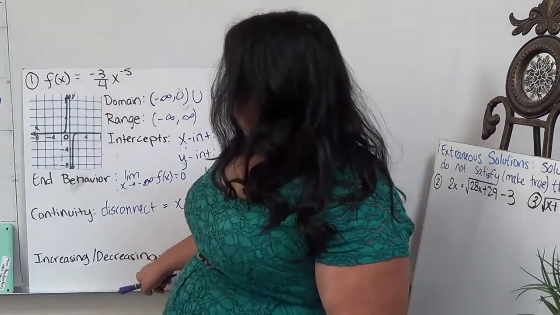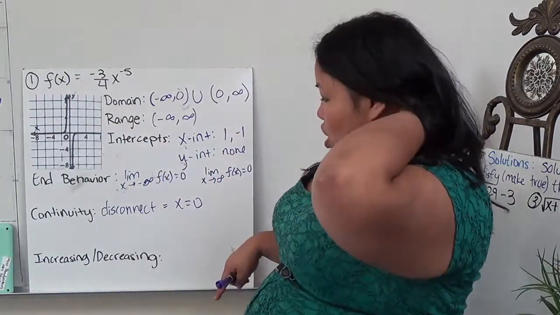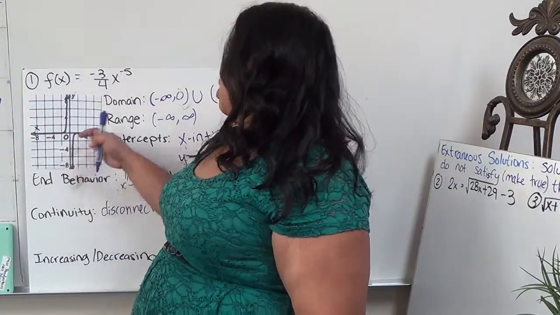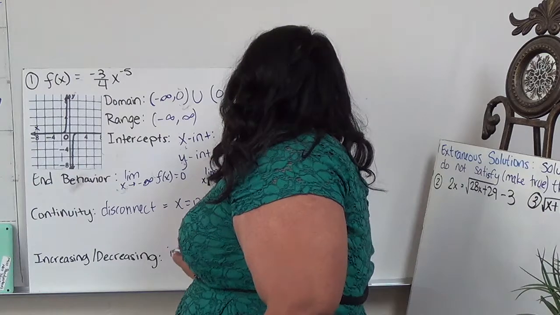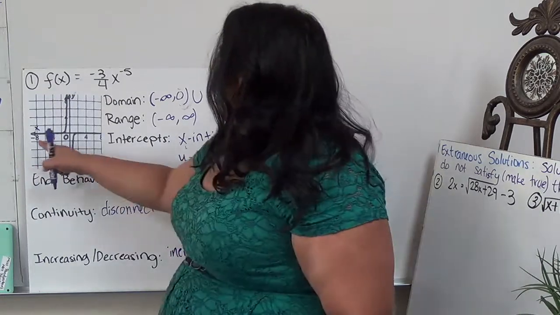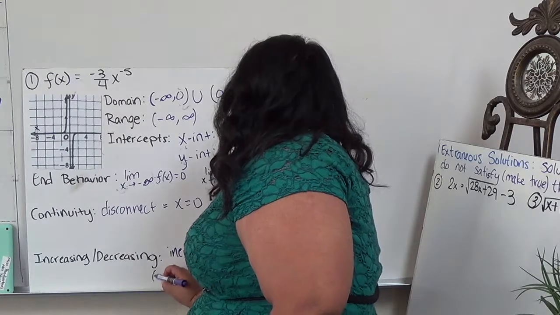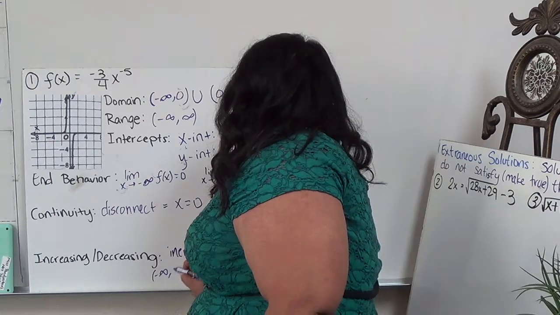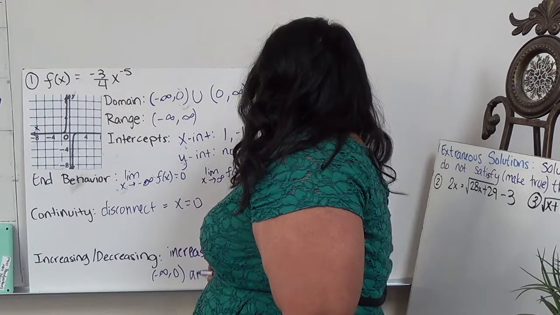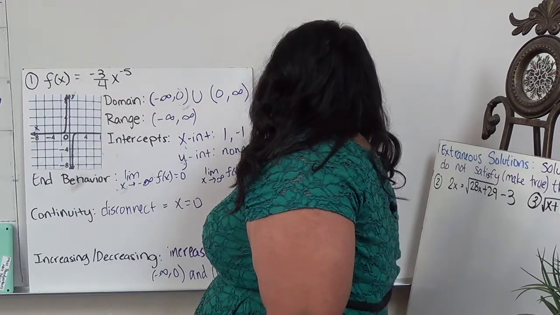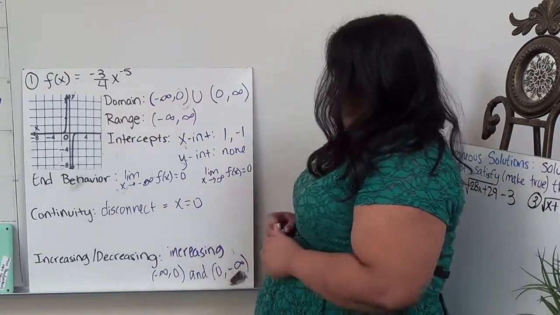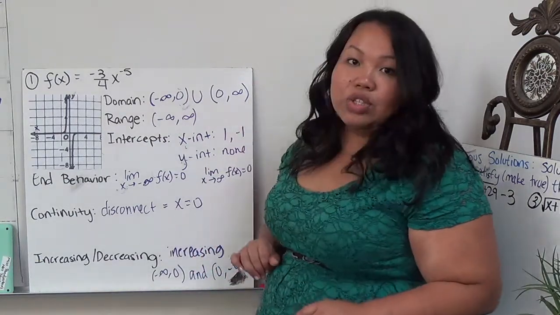And increasing and decreasing. I think when we did the other board, I said it was increasing here and decreasing, but as you can see, they're both actually increasing. So it increases from -infinity to 0, and then from 0 to -infinity. That's us reading that chart.